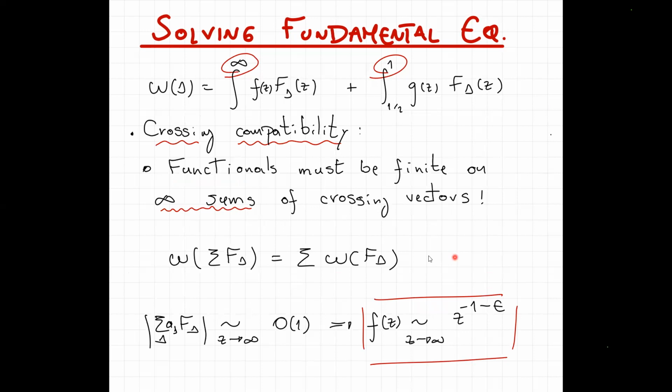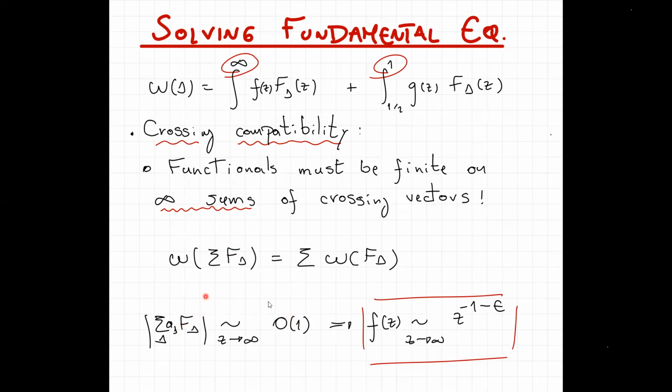And there's a final important catch, which I call crossing compatibility, which is that functionals must be finite not only on individual crossing vectors, but they have to be finite on infinite sums. Right, so because initially the functional acts on the infinite sum, and you want it to commute, you want it to be linear, right? So you want to take the sum out of the functional. And so when you look at the behavior at infinity, we have to study the behavior not only of an individual crossing vector, but of infinite sums. And here we remind ourselves that I told you that CFT correlators at z goes to infinity are bounded by one. So a long time ago, I spoke about this.